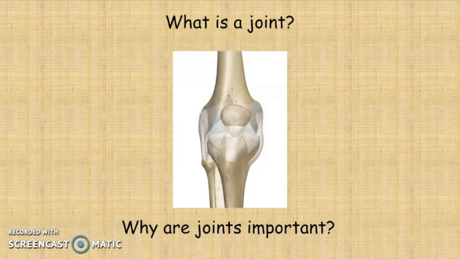Scratching the surface. What is a joint and why are joints important? A joint is the connection between two or more bones at the place they meet. The human body is held together by different types of bones. They help movement and allow flexibility.